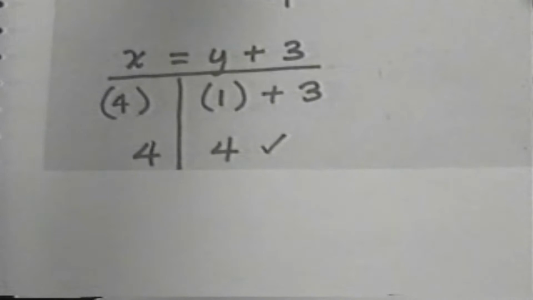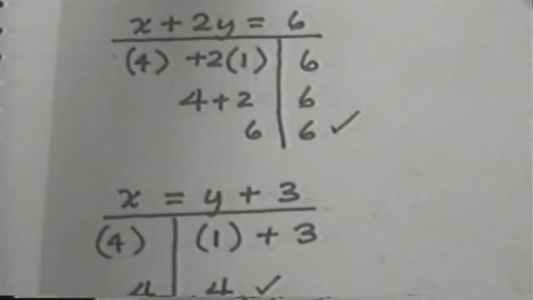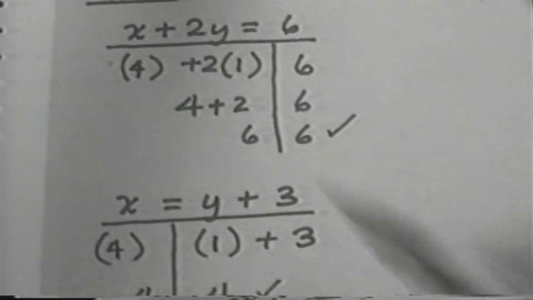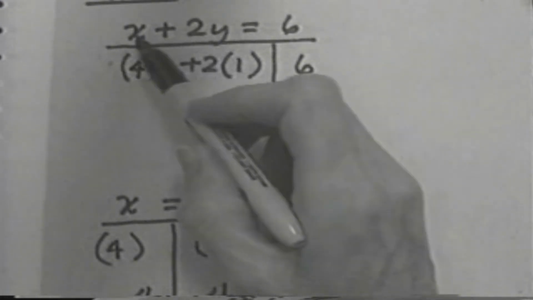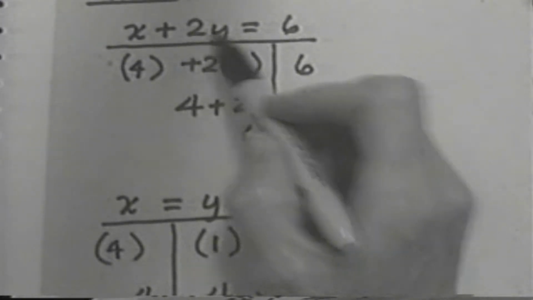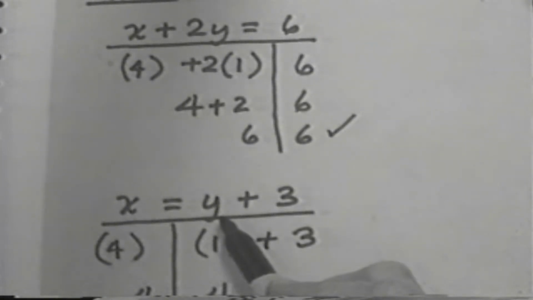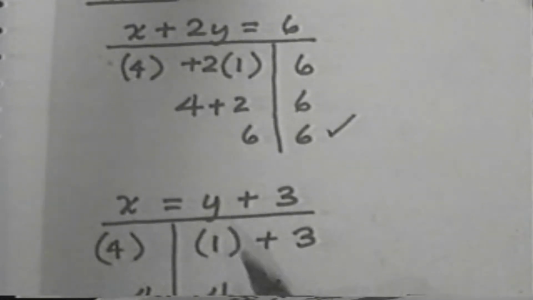Notice that the checks in these were simple, in fact almost trivial. Could you have done these in your head? Could you have mentally filled in the 4 for x and the 1 for y to check your work and thought 4 plus 2 times 1 equals 6? Could you have filled in the 4 for x and the 1 for y in the second equation to get 4 equals 1 plus 3? Of course you could. The check is wise to do, and you can do much of it in your head, or of course you can use your calculator.